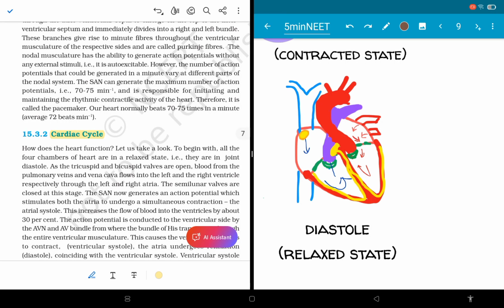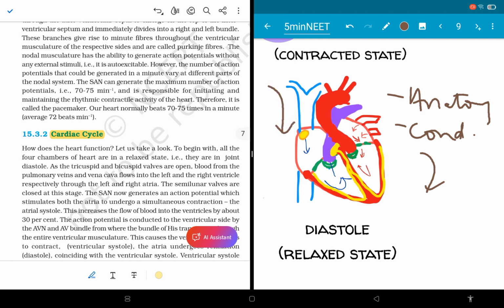So in this video we will see about the cardiac cycle in detail. Before that, in previous shorts we saw about the structure of the heart, that is anatomy, which is given in your NCERT textbook, and also about the conducting system of the heart, that is the SA node, AV node and all the fibers. We also saw another short about the direction of blood flow, like how it flows through your heart.